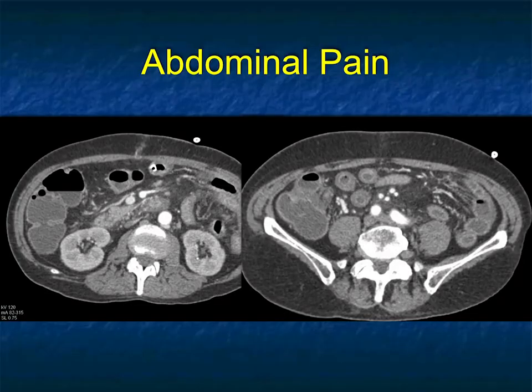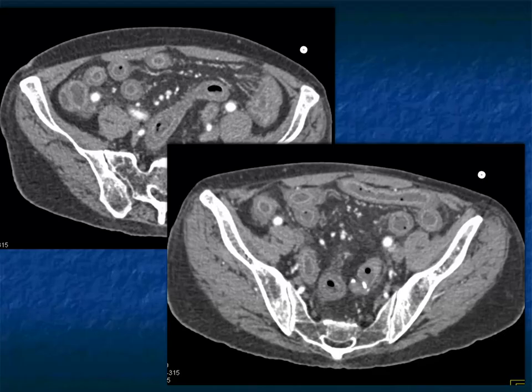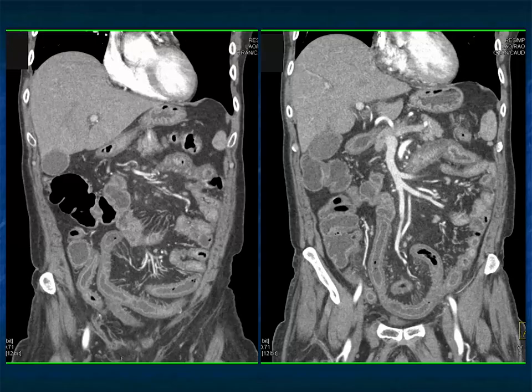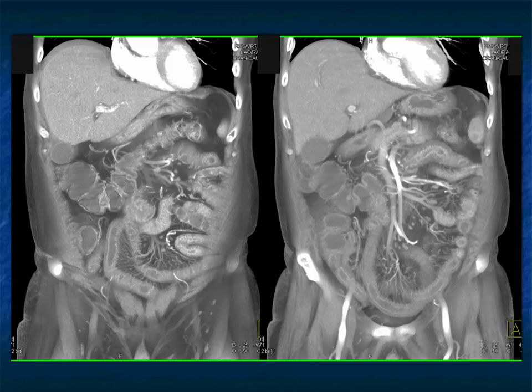Another patient, again, abdominal pain. You can see the thickened small bowel. Looks very similar to the last case. Very extensive involvement. And again, many of these cases look very similar.